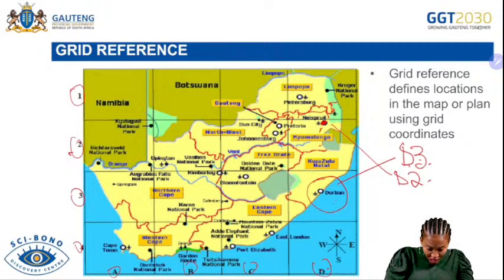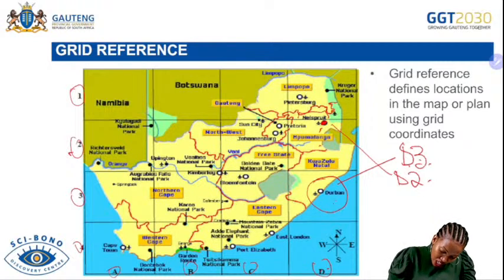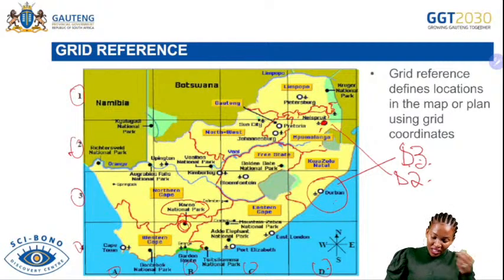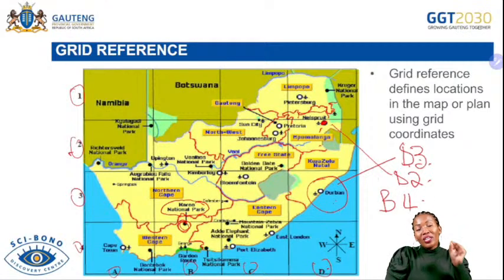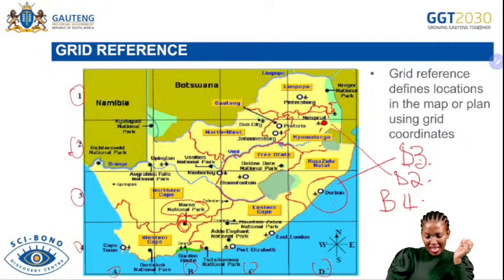If we wanted to give a grid reference of the Karoo National Park, where is Karoo National Park? This is Karoo National Park. But where is the position? This is the position of Karoo National Park. So what is the grid reference of Karoo National Park, guys? It is B4. We look at the position, not the writing. I hope you guys understand.